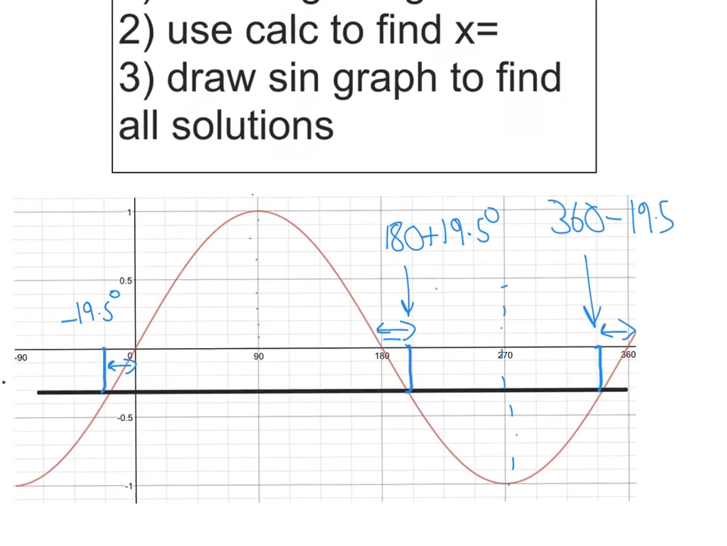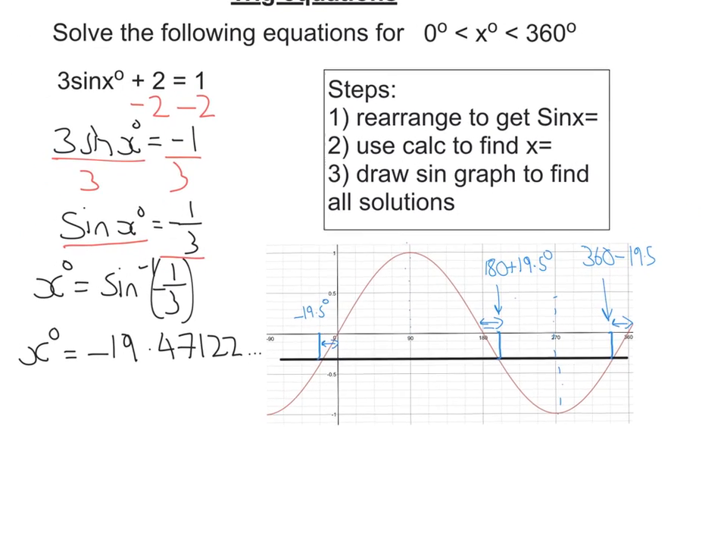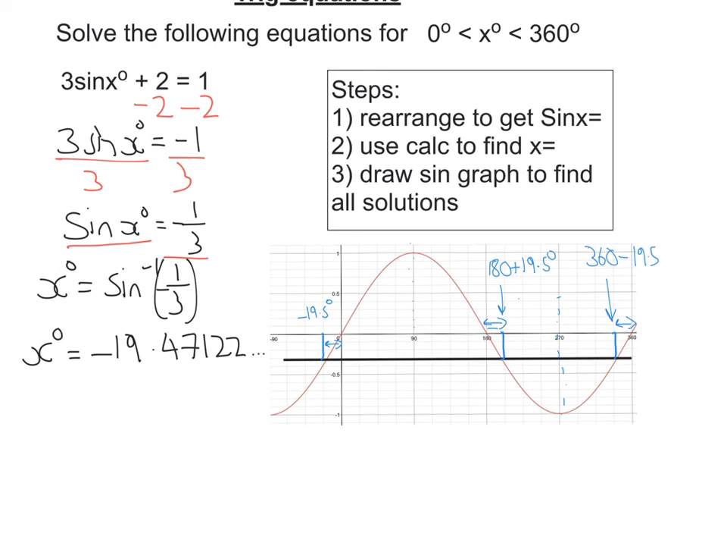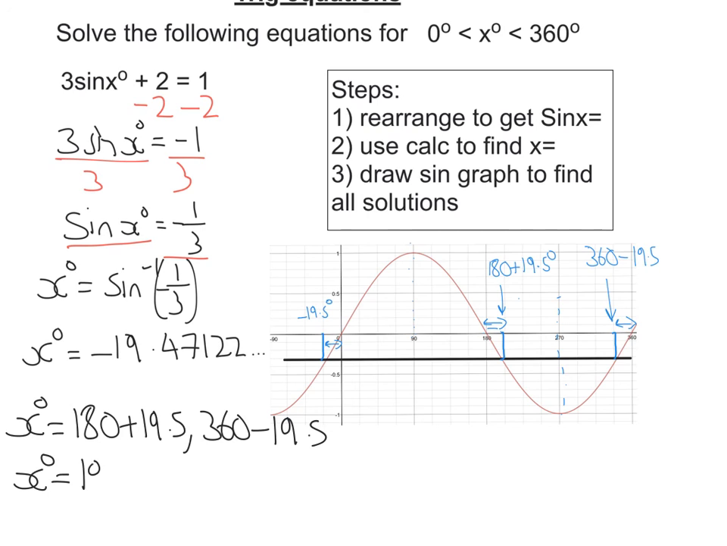Okay, so let's zoom back out so we can answer this. So our answers, well, it's not negative 19.5 because it's not between 0 and 360. Must be 180 plus 19.5 and 360 minus 19.5. Quickly doing the maths, and we should get 199.5 degrees and 340.5 degrees.